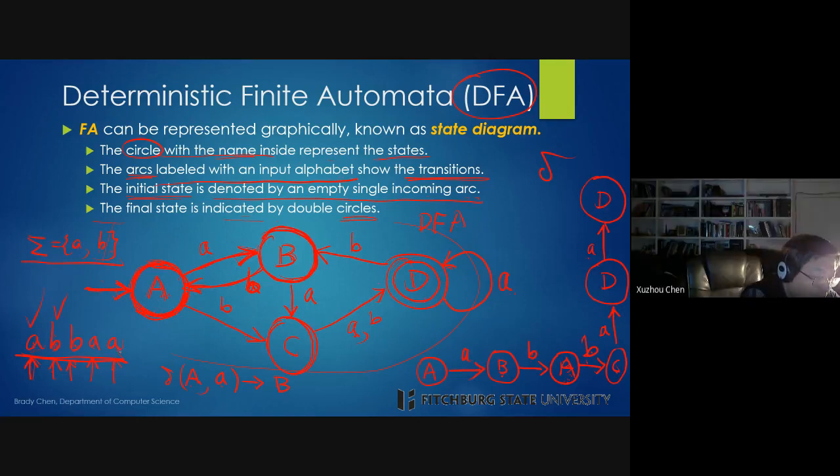And then there's no more input, so that's the final state. Because D has a double circle, it's a final state. A double circle means it's an accepting state, right? So that's the finite state machine, the finite automata we defined here. Does it accept this string or not?